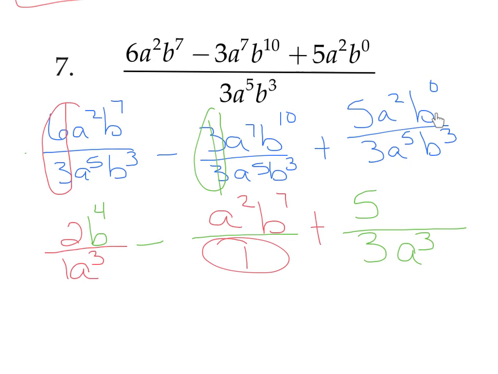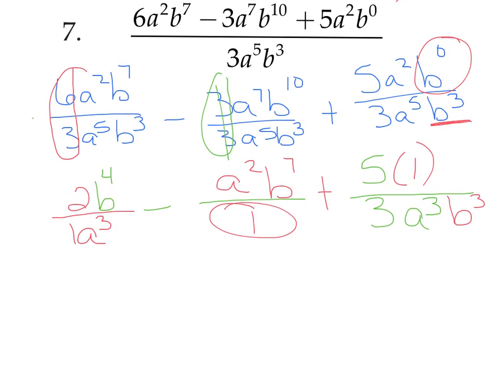This b to the 0, remember, any variable, any number to the 0 power equals 1. So this b to the 0 turns into a 1 in the numerator there. And that means we have no b's to cancel this b cubed. Now we can just reduce them.